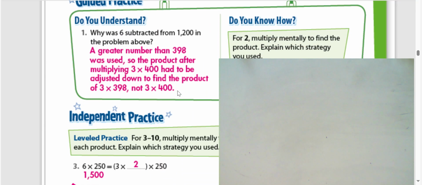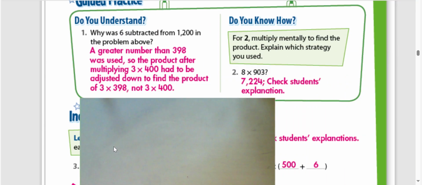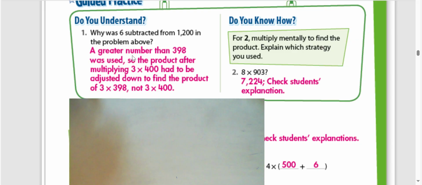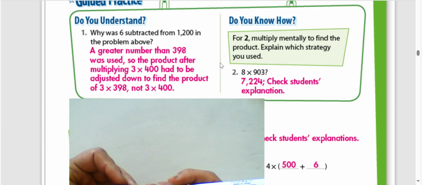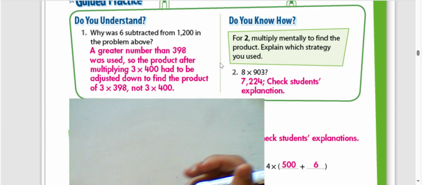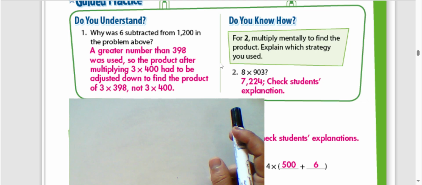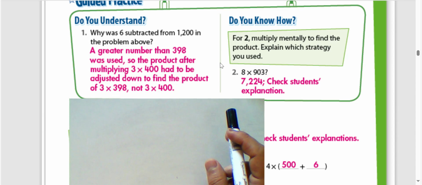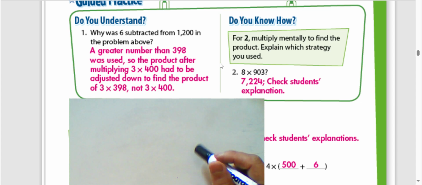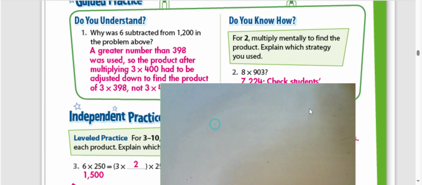Why was 6 subtracted from 1200 in the problem above? Because 400 is greater than 398, the product after multiplying 3 times 400 had to be adjusted down to find the product of 3 by 398, not 3 times 400. Check the steps in this example.